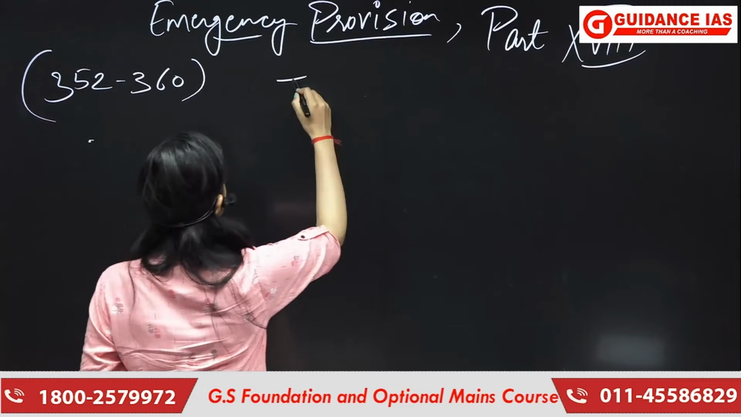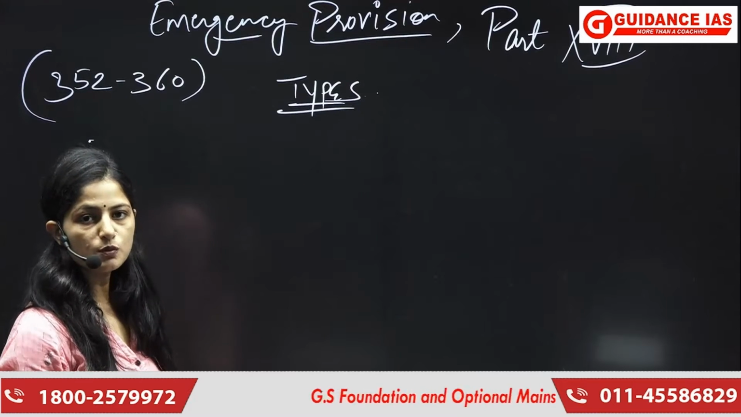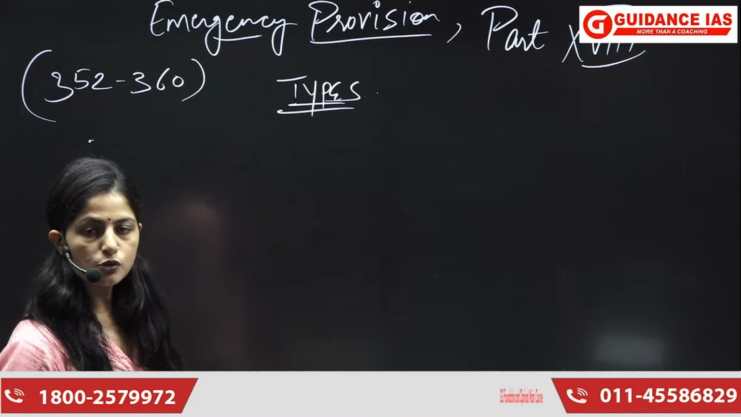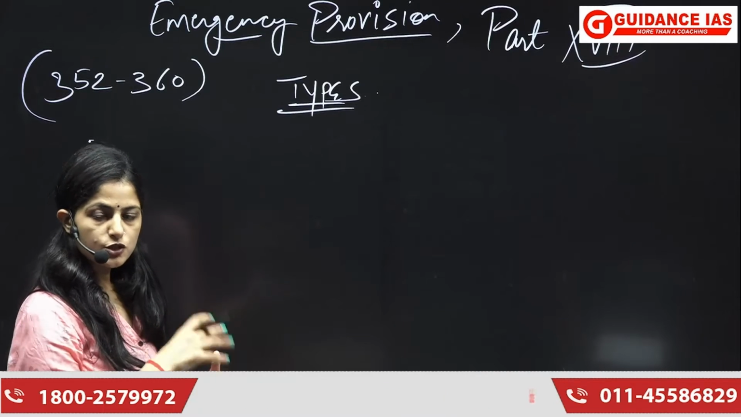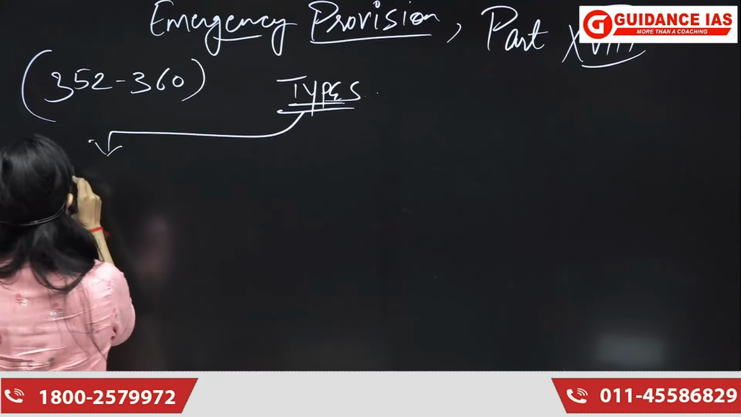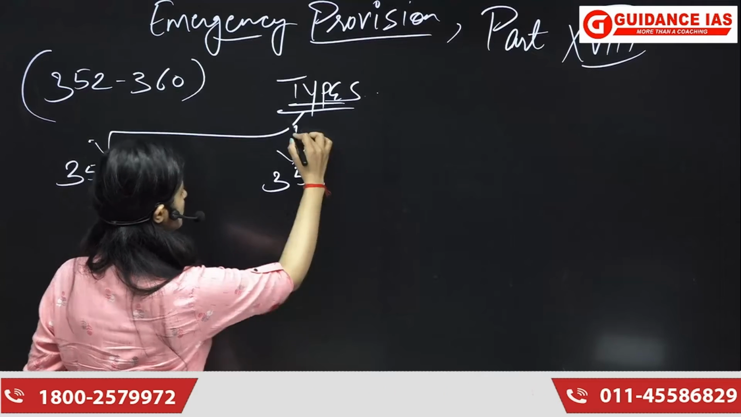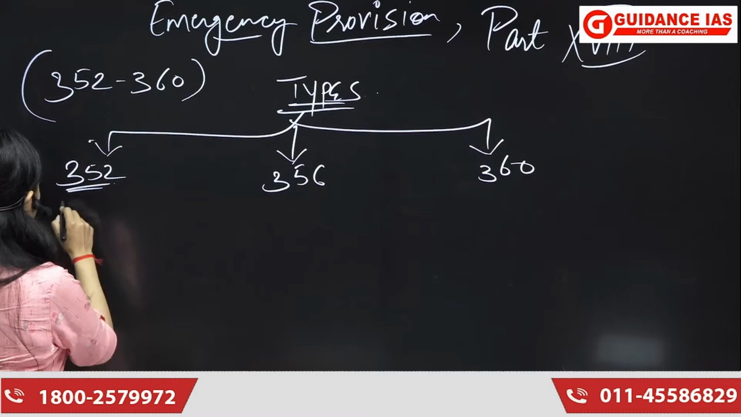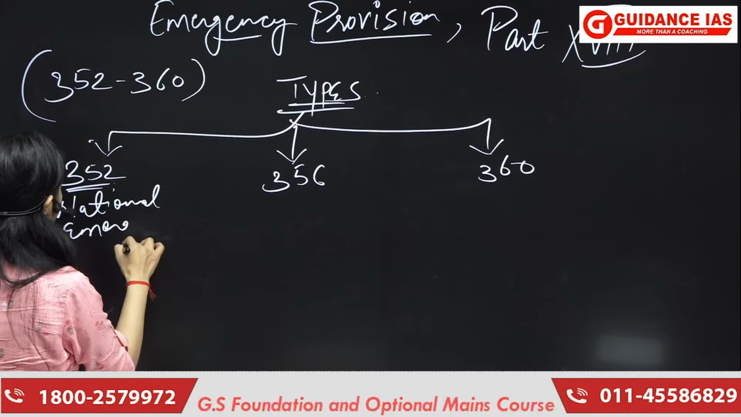Now there are three types you must understand. I'll just briefly tell you about all three types and their important provisions. We won't go into the detail of emergency provisions or read the entire chapter, but I'll touch upon every important aspect of this topic. The first one is Article 352 itself, next is Article 356, and then we have Article 360. Article 352 deals with national emergency.